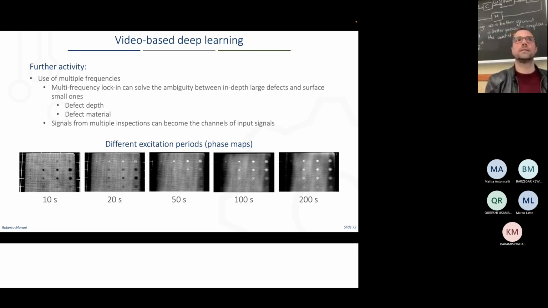For example, if I see a defect with shorter periods and also with longer periods, this defect is probably not as deep as a defect that I can see only with longer periods. So I'm adding more information, but I need to use all the data, and this is an activity that we are now working on.